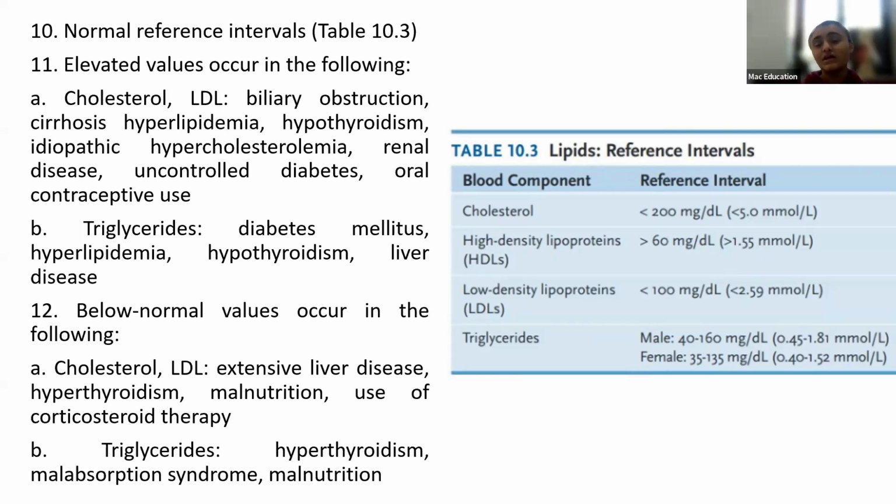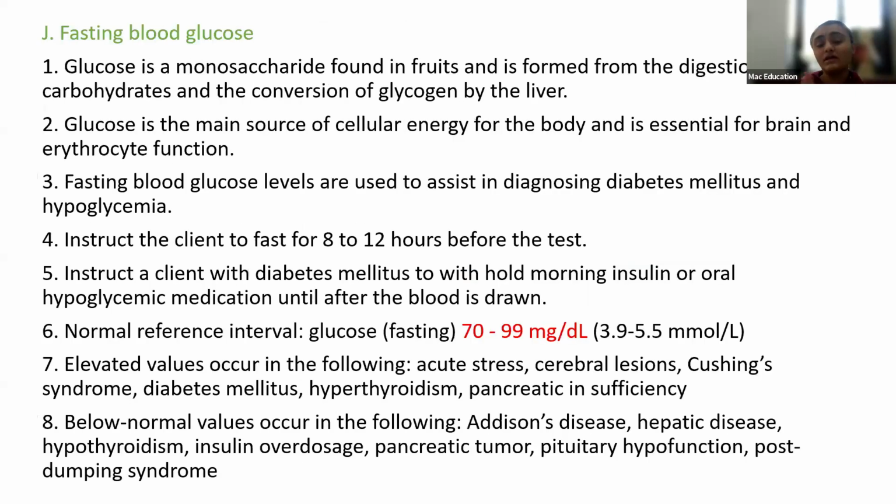Then we have seen in which conditions the cholesterol and LDL becomes elevated, and in which conditions the triglyceride becomes elevated, in which conditions the cholesterol, LDL, and triglycerides become decreased. Okay. Next is fasting blood glucose. What is that?